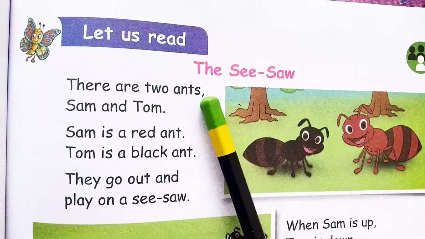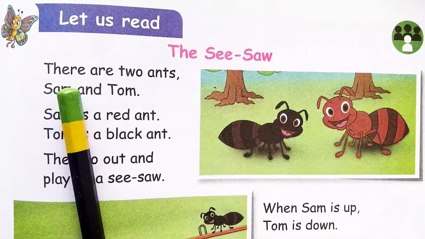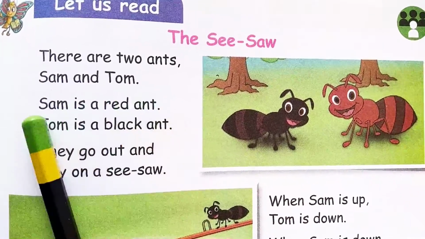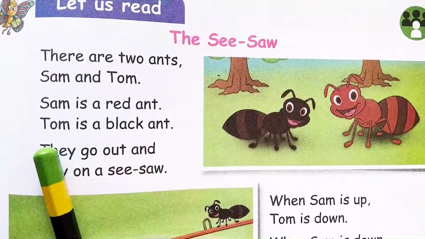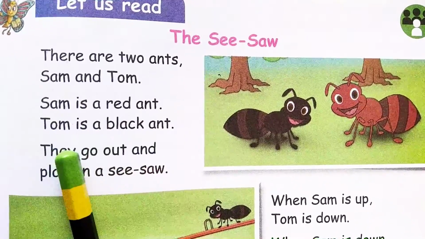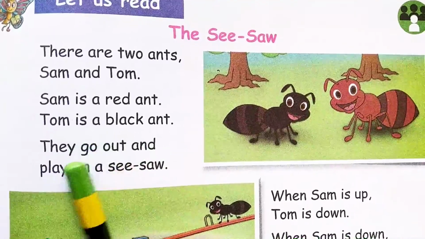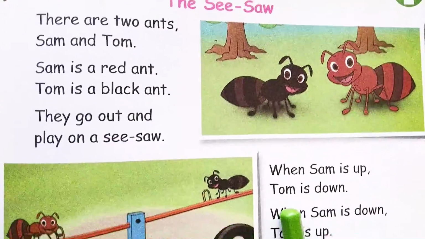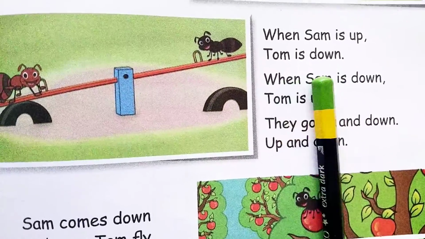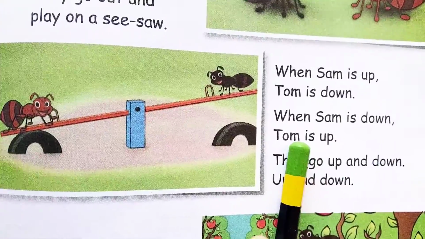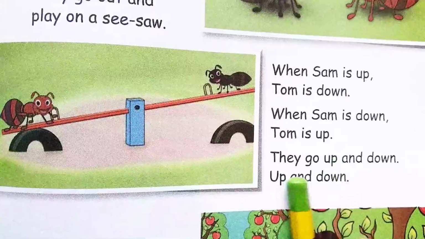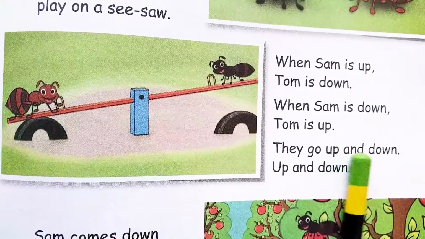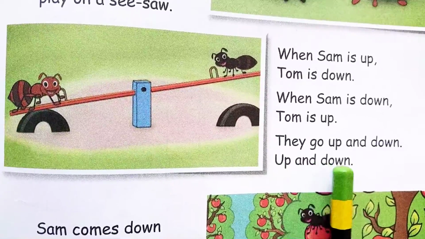Let us read The Seesaw. There are two ants, Sam and Tom. Sam is a red ant. Tom is a black ant. They go out and play on a seesaw. When Sam is up, Tom is down. When Sam is down, Tom is up. They go up and down. Up and down.